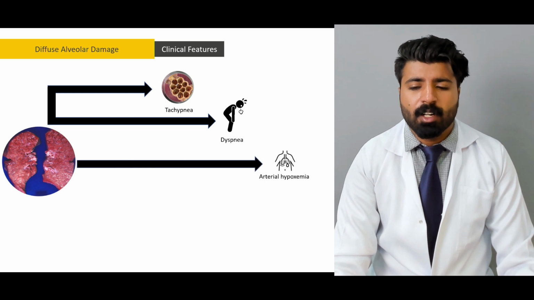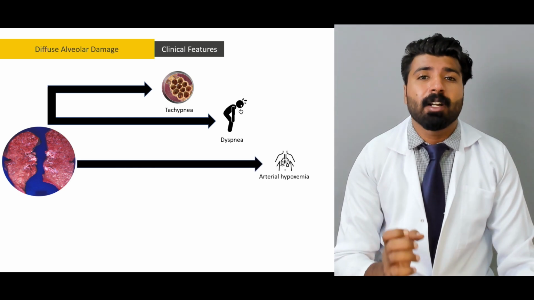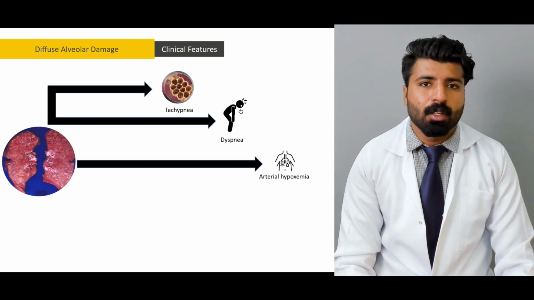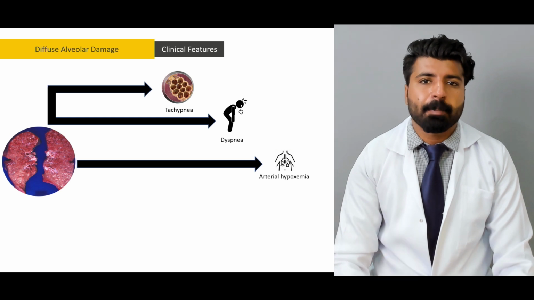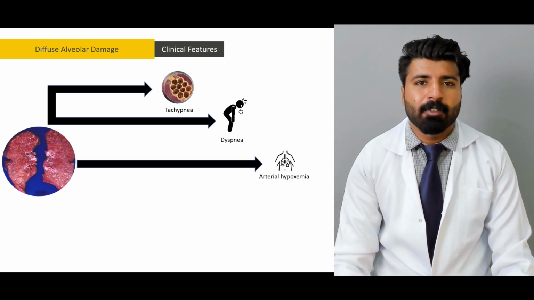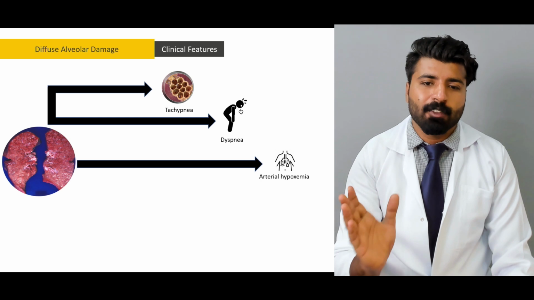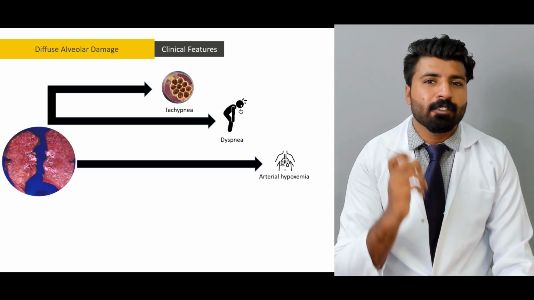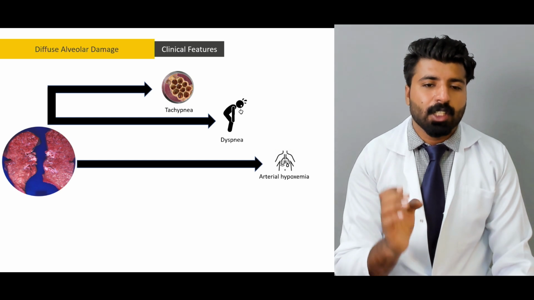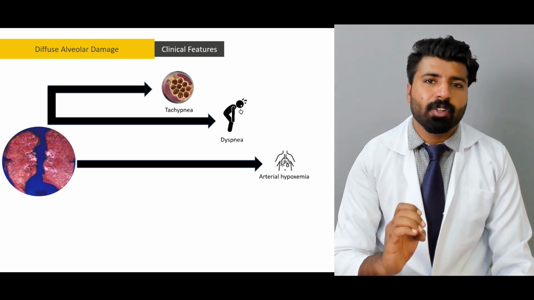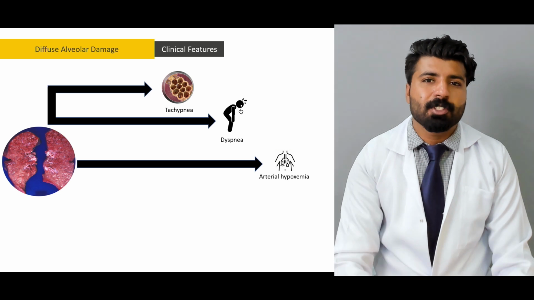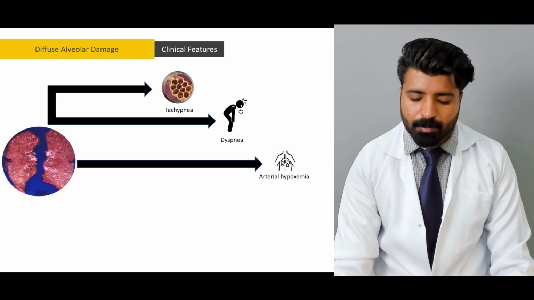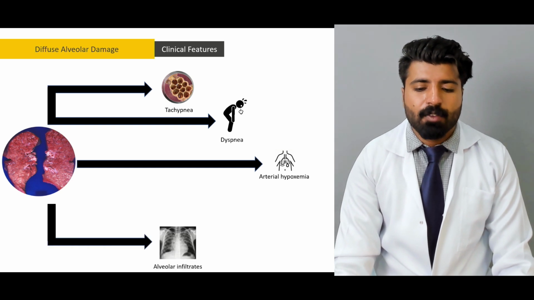Next, we have arterial hypoxemia, because the arterial blood is not properly saturated with oxygen. We are used to seeing blood at 98%, 99%, or at least above 90. In this patient, those levels will be below 90, because there's not enough time and not enough space for the lungs to completely saturate the blood because of those damaged alveoli, those alveoli which are under the influence of diffuse alveolar damage. Next, we have alveolar infiltrates.